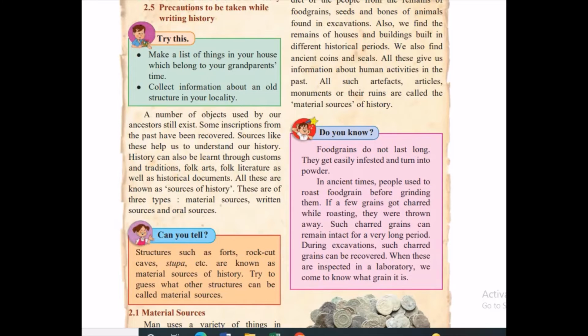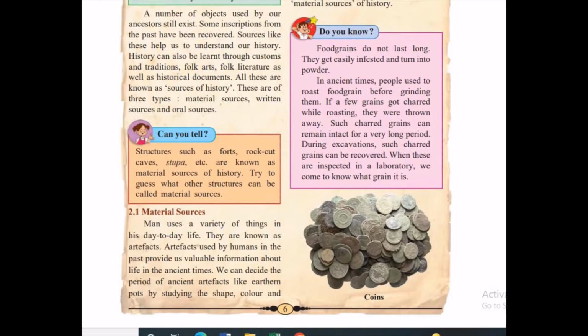There are three types of sources of history. One, material source, other one, written source, and the third one is oral source. Structures such as forts, rock-cut caves, stupas, are known as material sources of history. Try to guess what other structures can be called material sources.